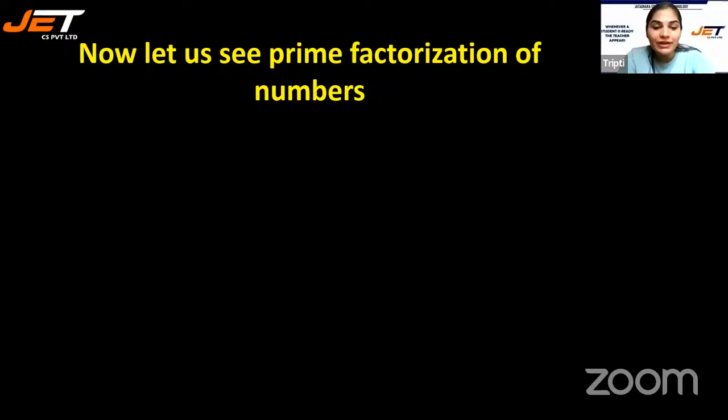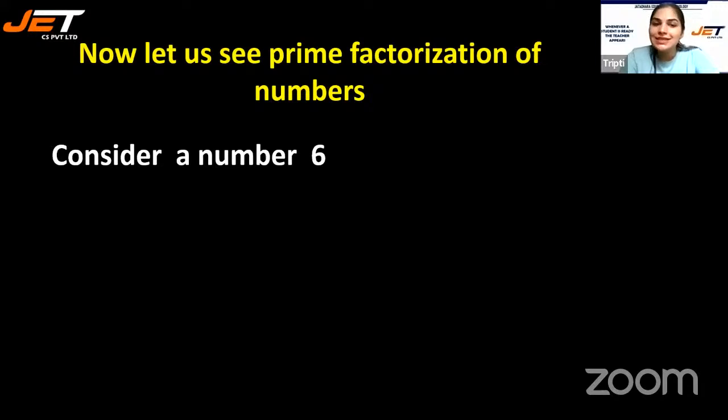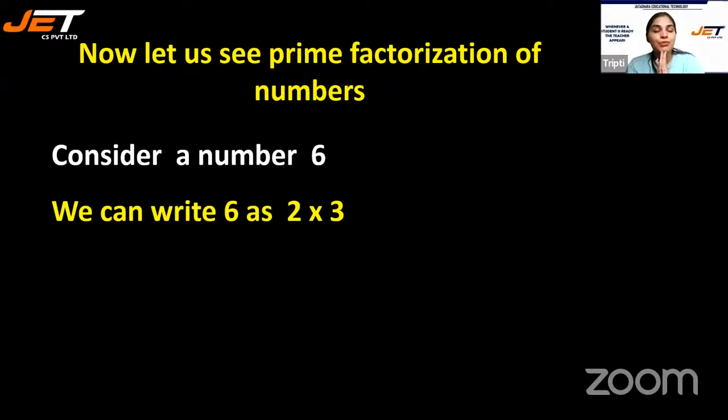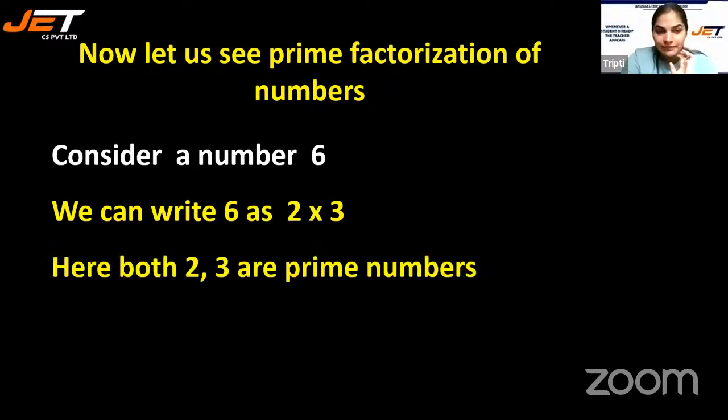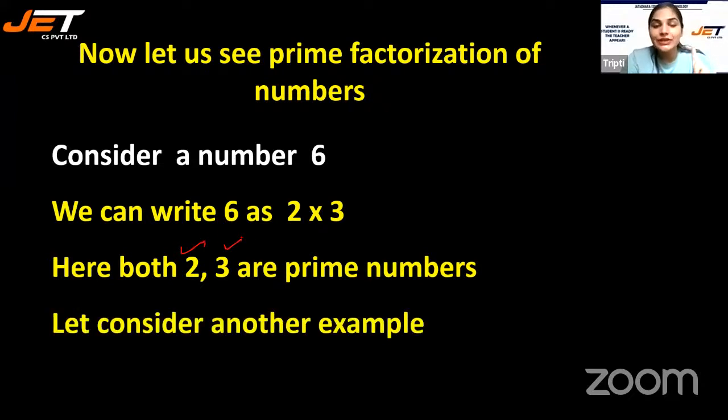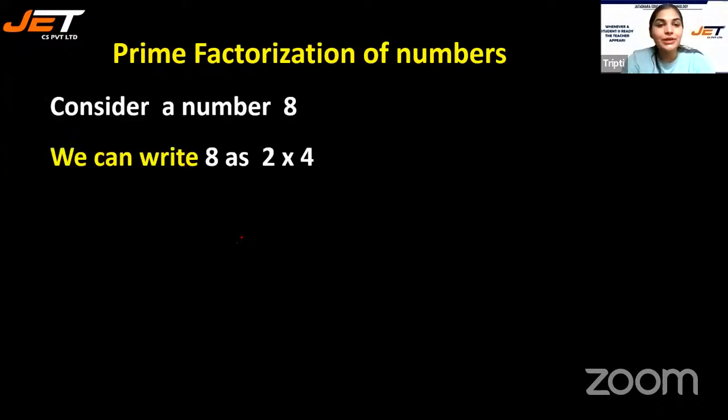What is prime factorization? If I talk about prime factorization, let's see number 6. If I want to break down number 6, we can write it as 2 times 3. Here, both 2 and 3 are prime numbers, right? Because 2 also has two factors and 3 also has two factors.